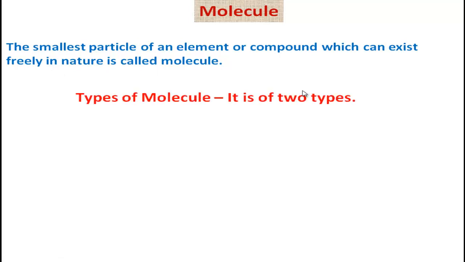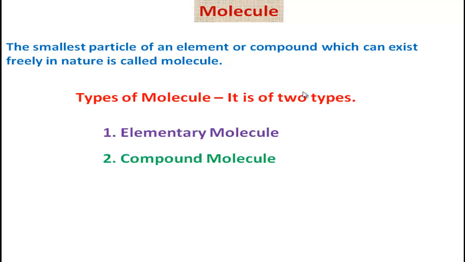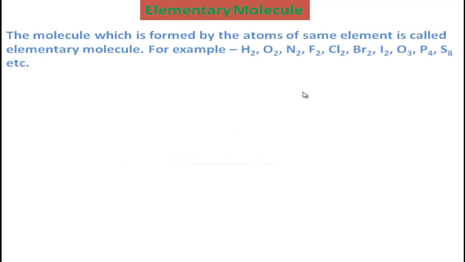This molecule is of two types. Number one, elementary molecule, and number two, compound molecule. Now we will know about these two types of molecules. At first, elementary molecule. The molecule which is formed by the atoms of same element is called elementary molecule. For example, hydrogen, oxygen, nitrogen, fluorine, chlorine, bromine, iodine. You will know the names in your next classes.